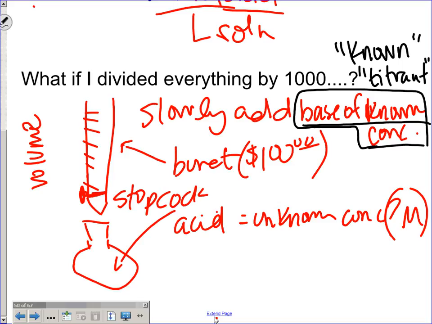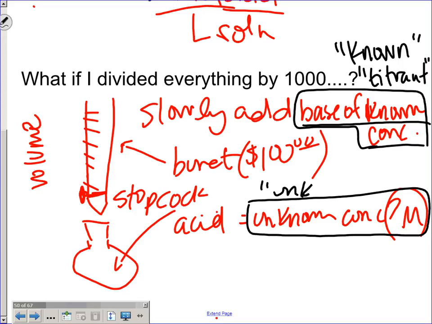The flask down here, which contains the acid, has the unknown concentration. Well, we call that the unknown. You're like, that's really creative. Or it's called the analyte. And analyte sounds like analysis, analyze, that's what we're analyzing. We're trying to find its concentration. We're analyzing the situation to find its concentration. So known or titrant versus unknown or analyte.